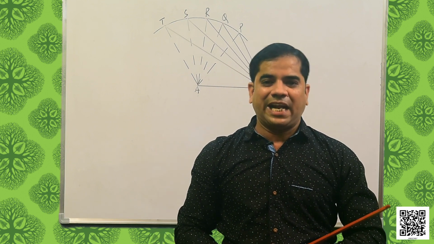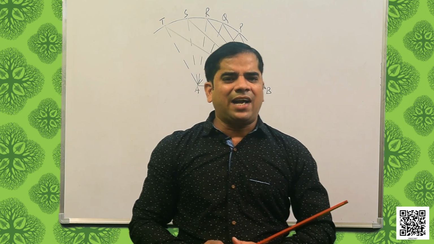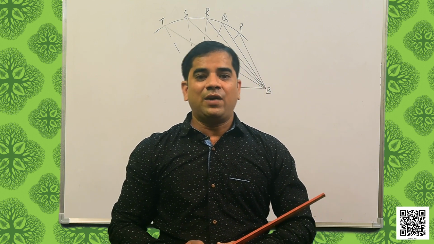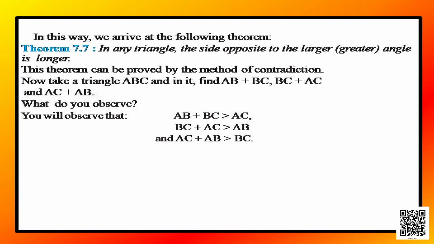You can repeat this activity for some more triangles and you will see that the converse of theorem 7.6 is also true. In this way, we arrive at the following theorem, that is theorem 7.7. In any triangle, the side opposite to the larger or greater angle is longer. This theorem can be proved by the method of contradiction.